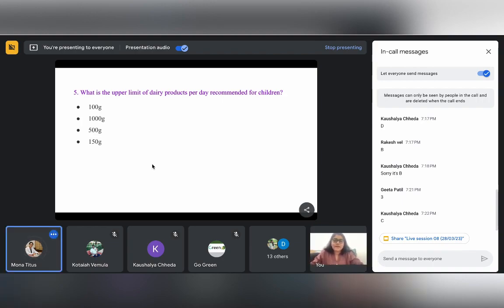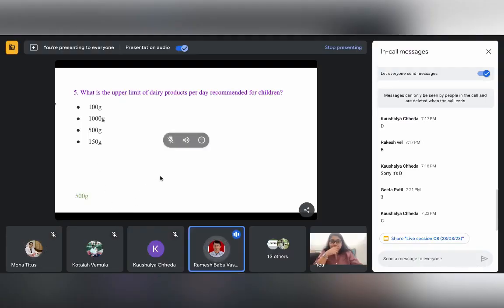Yeah. So next question, what is the upper limit of dairy products per day recommended for children? Option C, right, 500 grams. Yes. So as you have already said, option C, or option number 3, 500 grams, is the correct answer.